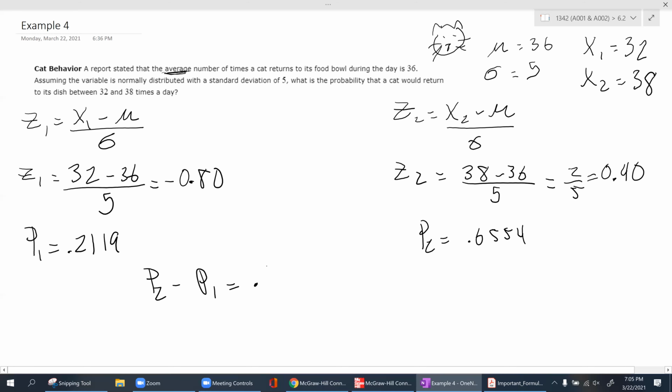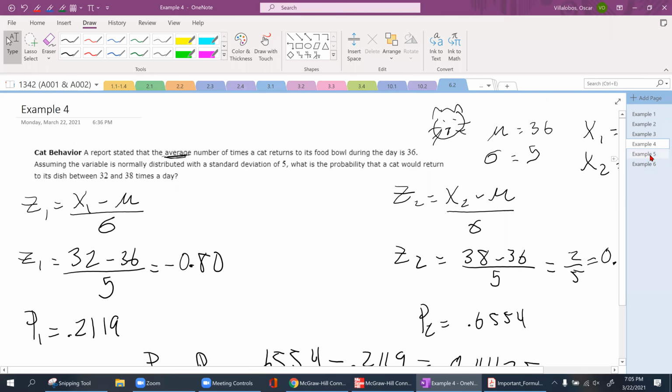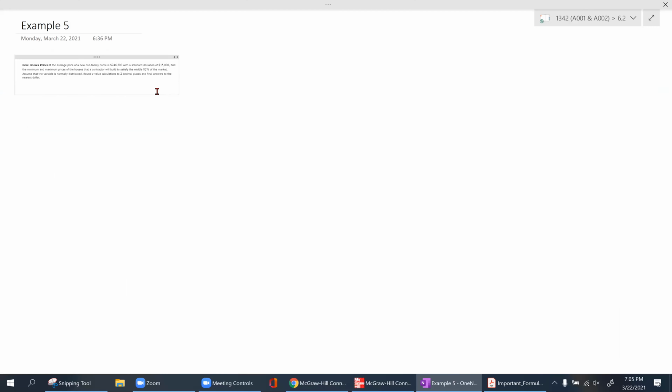It's equal to 0.6554 minus 0.2119. Let's see what that gives us. 0.6554 minus 0.2119 ends up giving me 0.4435, or 44.35%. There's your answer.